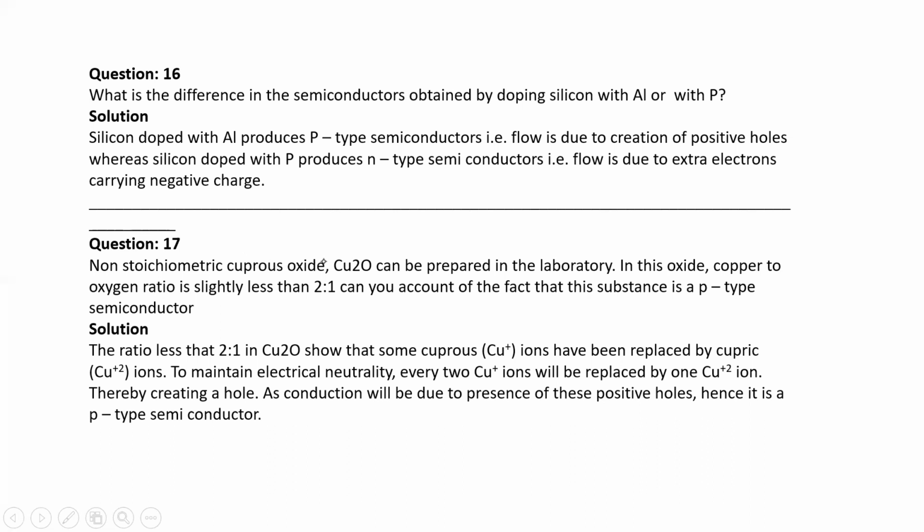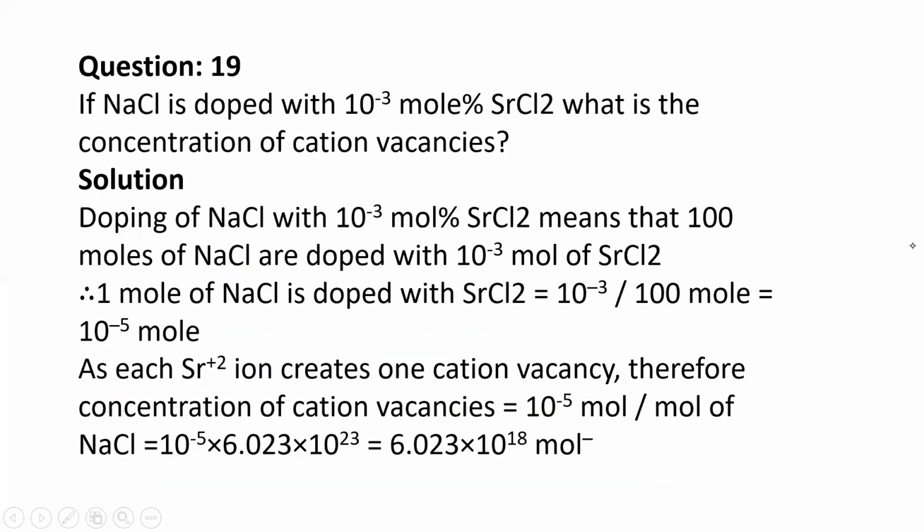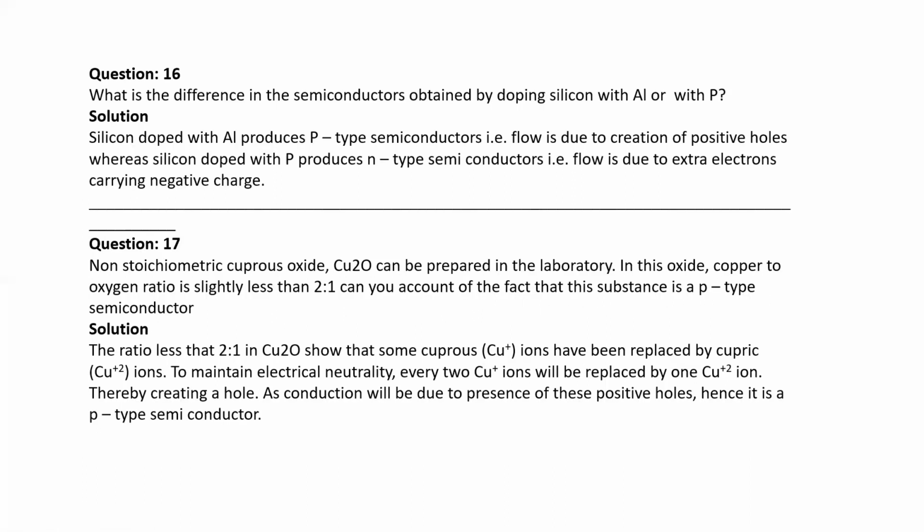Non-stoichiometric cuprous oxide, Cu2O, can be prepared in the laboratory. In this oxide, the copper to oxygen ratio is slightly less than 2:1. Can you account for the fact that this substance is a P-type semiconductor? See, here again it is giving a clear option. Non-stoichiometric cuprous oxide, Cu2O, can be prepared in the laboratory. In this oxide, the copper to oxygen ratio is slightly less than 2:1. Can you account for the fact that this is a P-type semiconductor?